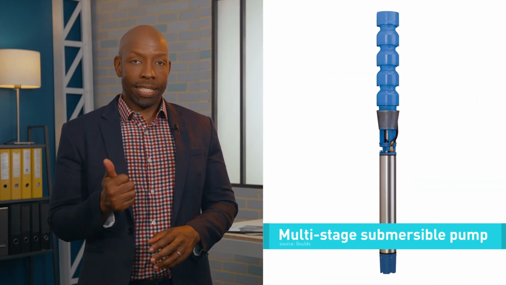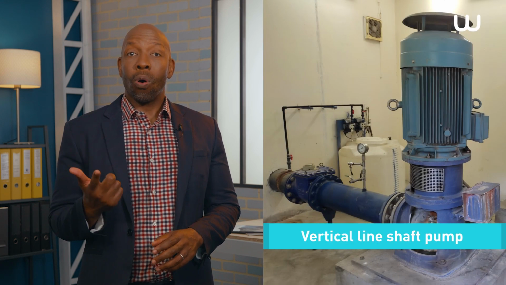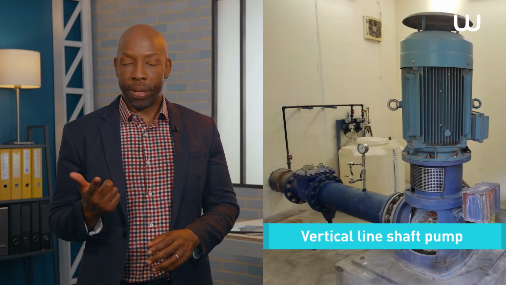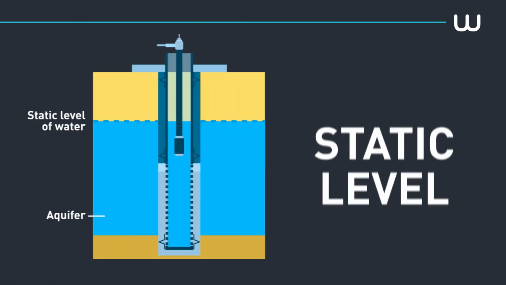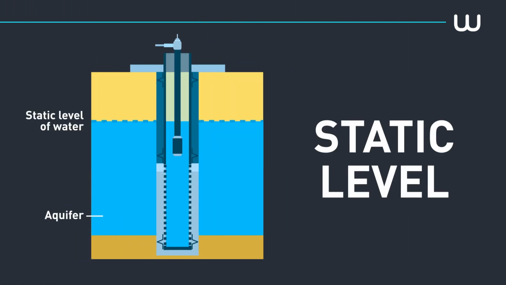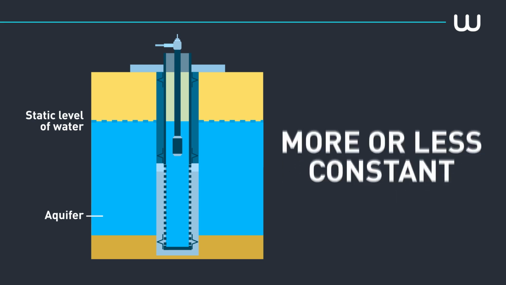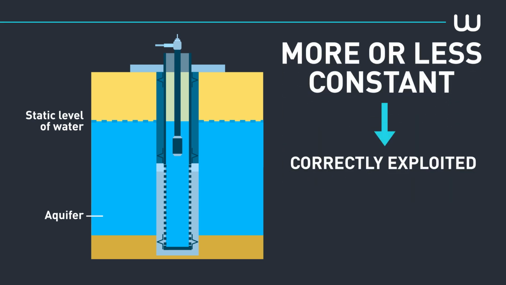Two types of pumps can be used in a tube well: the multi-stage submersible pump or the vertical line shaft pump. When the tube well pump is stopped, the level of water in the water table is fixed. This level of water is known as the static level of the water table. This static level can be more or less constant throughout the year on an aquifer which is correctly exploited and whose water resource is renewed over time.